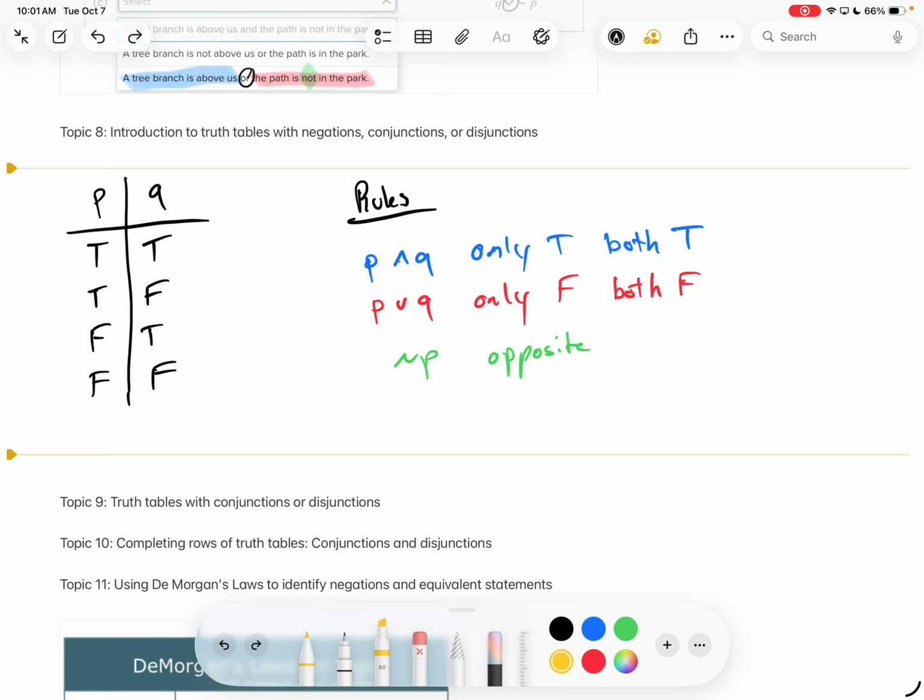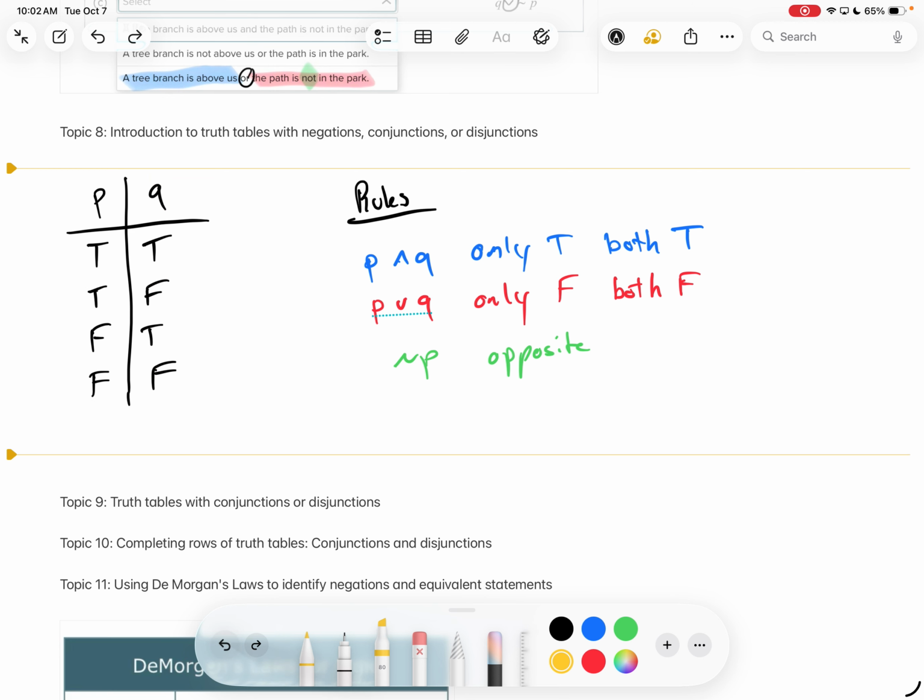So that is the way that I remember it, and it makes sense in my head. Y'all do whatever it takes for you. But for and, it's only true if they're both true. For or, it's only false if they're both false. Okay? And then the not P, that's super easy. You just do the opposite. So if I was doing not Q, it would be false, true, false, true.